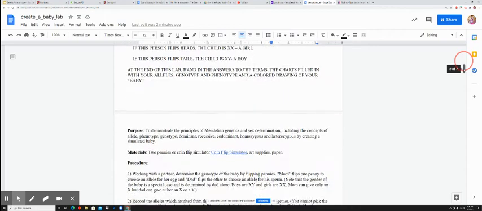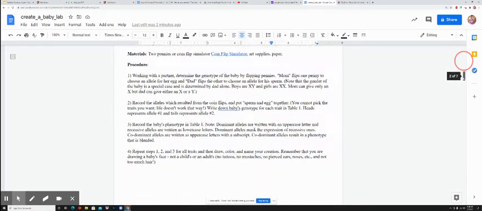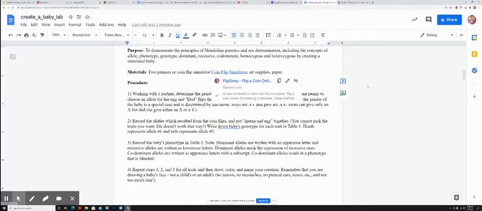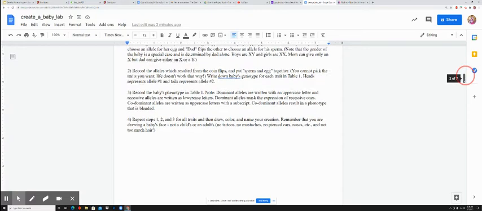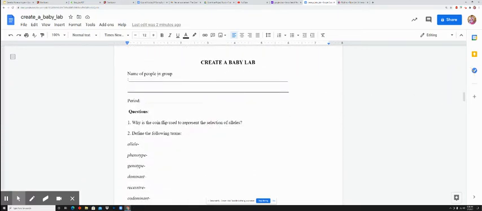So you read this, and I'm going to demonstrate. I think if you demonstrate it, it's a lot faster than reading it to you. So here's a coin flip simulator, if you don't have coins, but you will need coins to do this. So let's do one. Right here, you're going to put the names of the people in the group. You can do it by yourself. You can do it with two people. As long as you do it, that's fine.